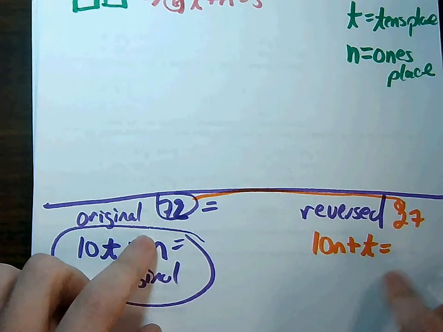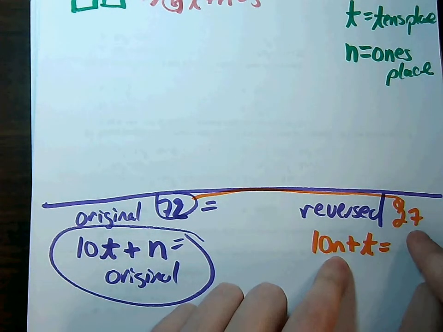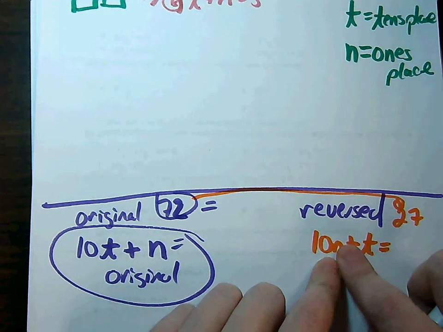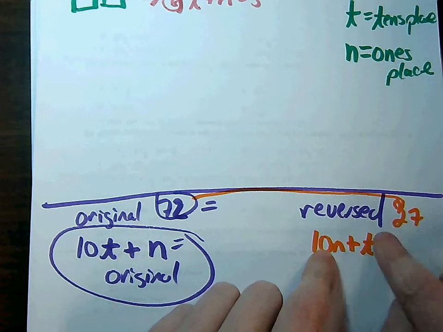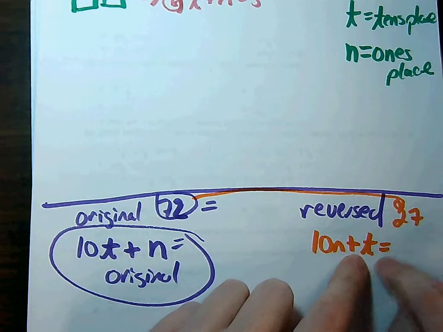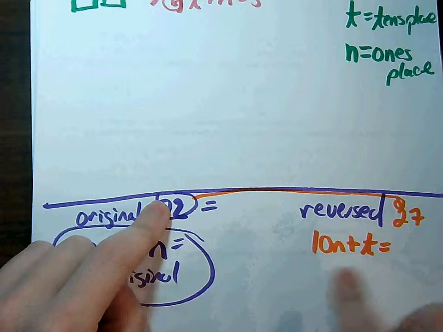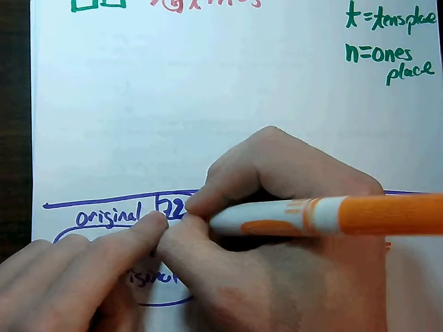So now let's try that. 10 times n would be 20, plus 7, 27. It still works from my original number, because this was n, this was t.